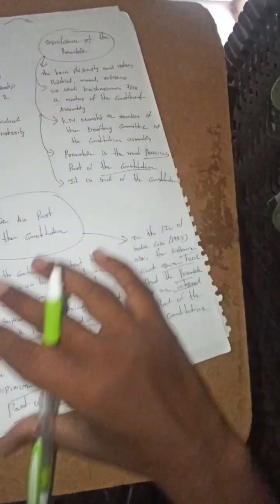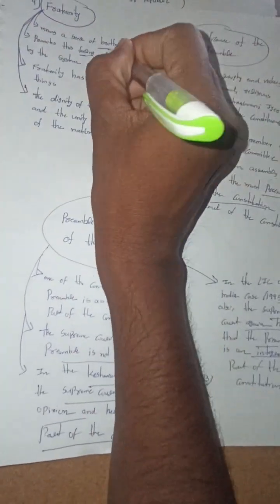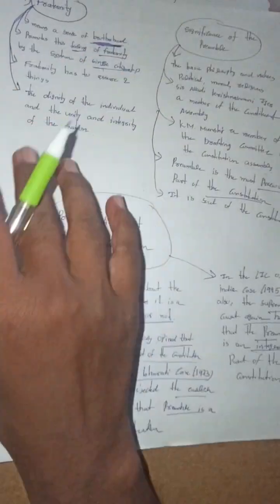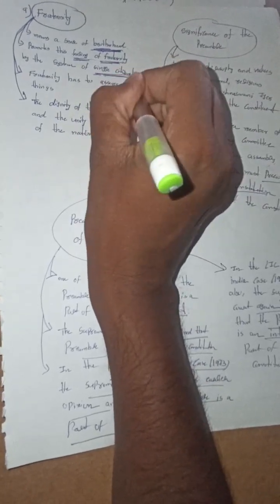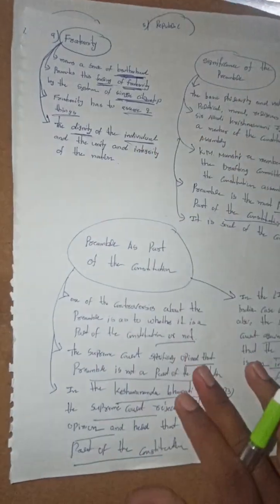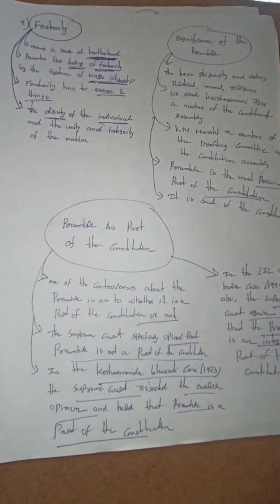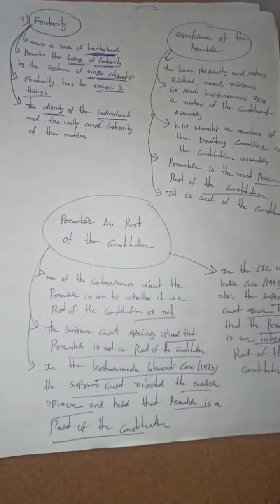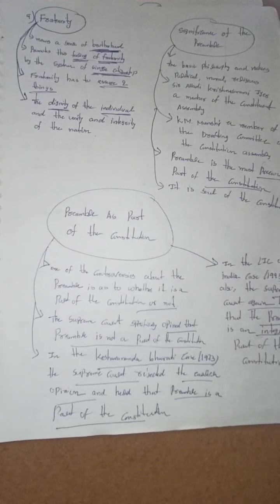And one more thing is fraternity. Fraternity means a sense of brotherhood. Fraternity assures two things: the dignity of the individual and the unity of the nation, by the system of single citizenship. Fraternity is the most important. Also, the fundamental duties, Article 51A, already said about that.